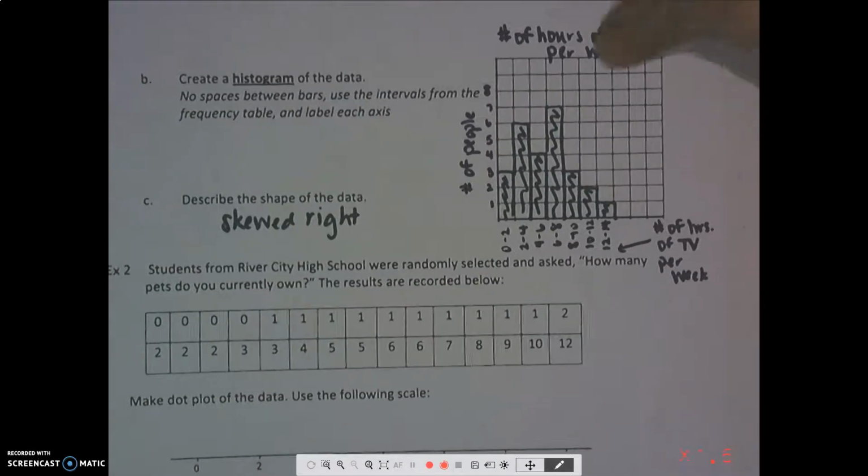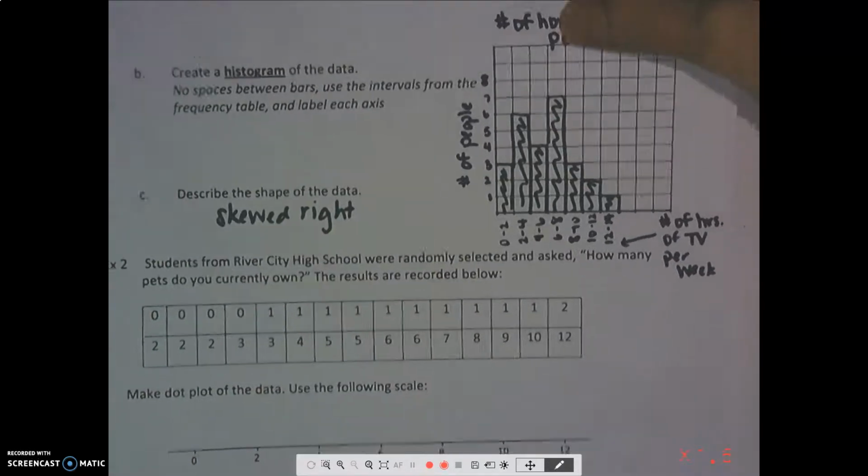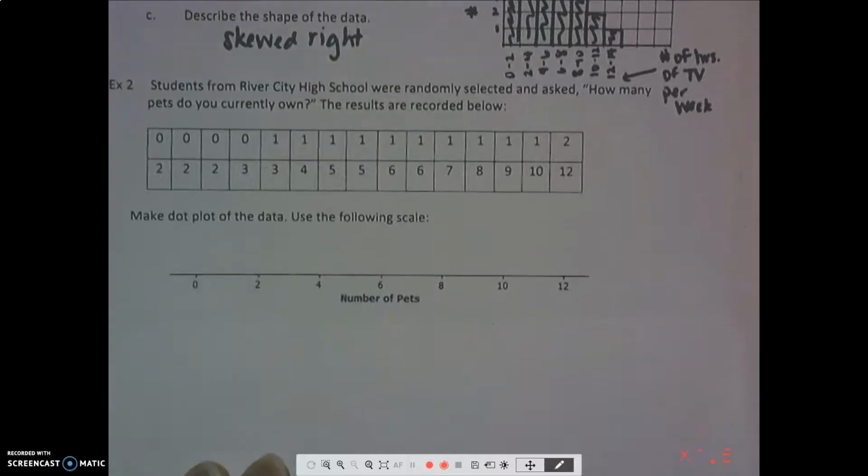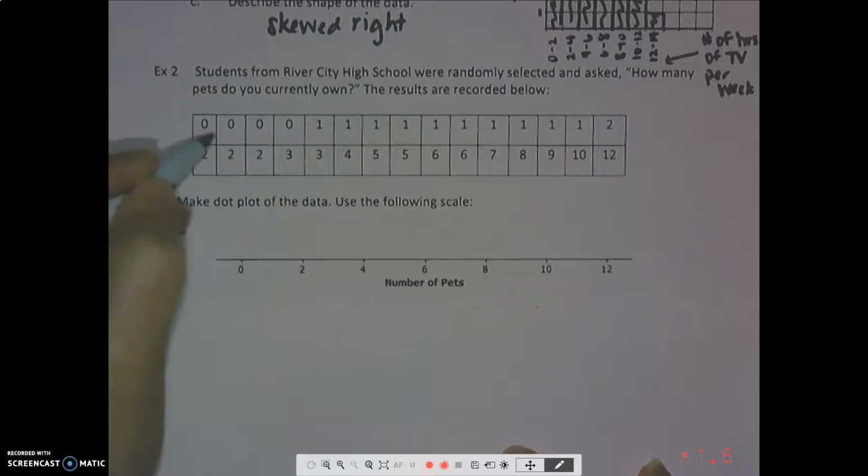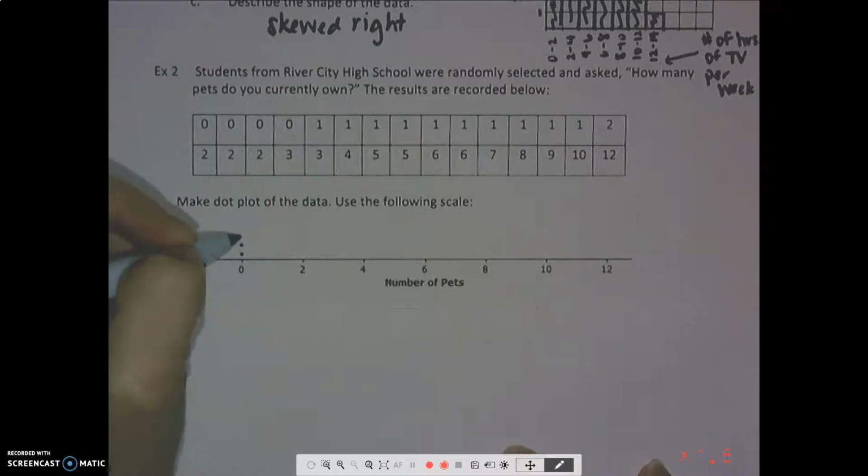Okay. And so students from River City High were randomly selected and asked, how many pets do you currently own? And their results are here. Okay, and we're going to make a dot plot. So these are dots that are going to be above the line for these things. So for 0, we're counting that there were 4 zeros. So we're putting 4 dots above the line.